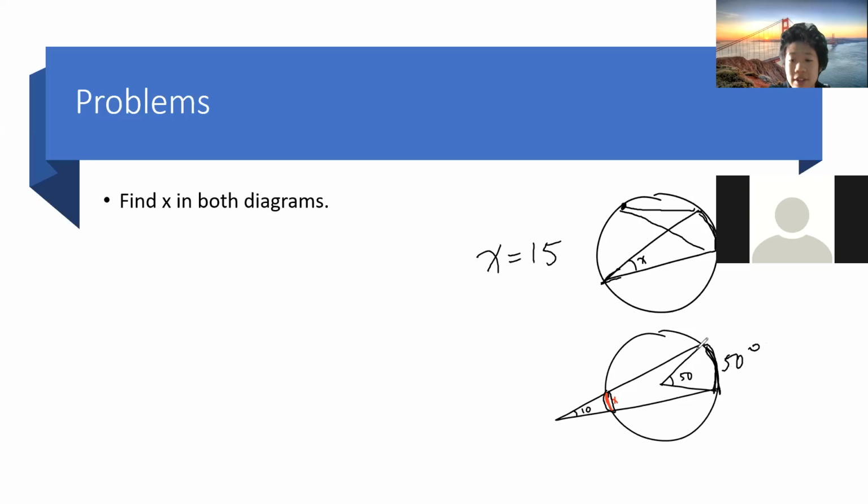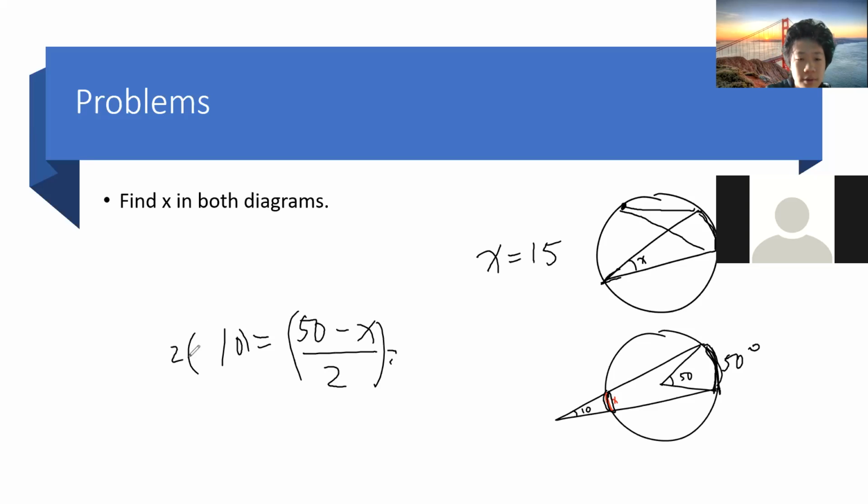This angle of 10 degrees cuts out 2 arcs. So the bigger arc minus the smaller arc divided by 2 equals 10. So 10 equals the bigger arc minus the smaller arc divided by 2. So we're basically using the formula backwards now. We already found the angle. We want to find one of the arcs. So now all you can do is solve for x, multiply both sides by 2. 20 equals 50 minus x. So x is just going to equal 30 degrees. Okay?